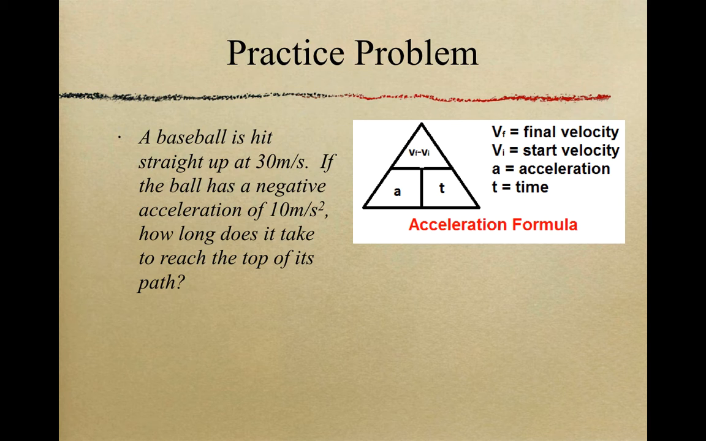So here is one for you to try by yourself. A baseball is hit straight up at 30 meters per second. The ball has a negative acceleration of 10 meters per second squared. How long does it take to reach the top of its path? Please remember to go through each of these steps. Identify your variables, write the formula, and then solve.